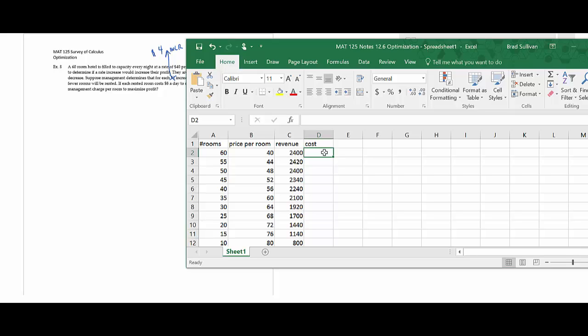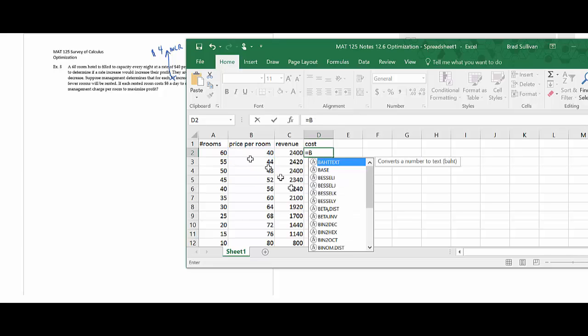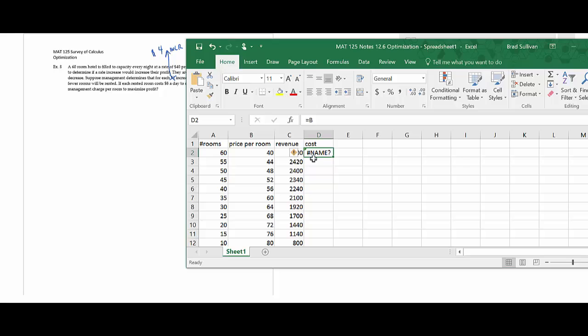So what are you going to do if it's $40 per room and it costs $8 per room? How much does it cost? 40 plus 40 times 8, right? Okay, so your cost, what I'm going to do is say this price. Hold on, it's the number of rooms. Got the wrong thing there. Okay, so the cost is going to be equal to $8 times the number of rooms.